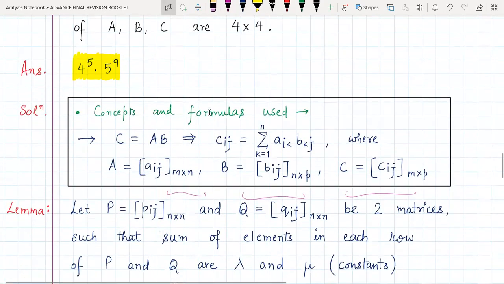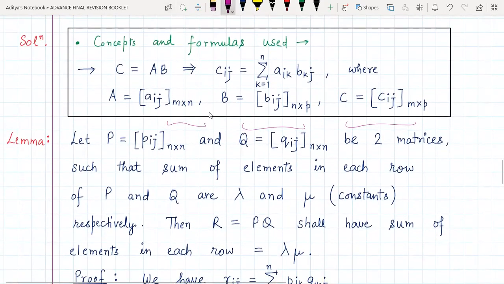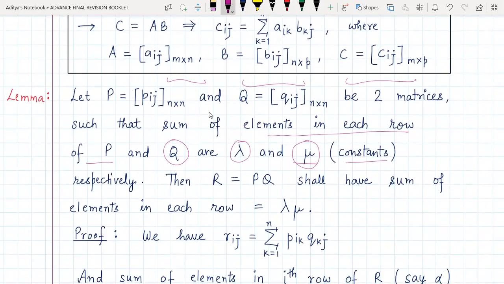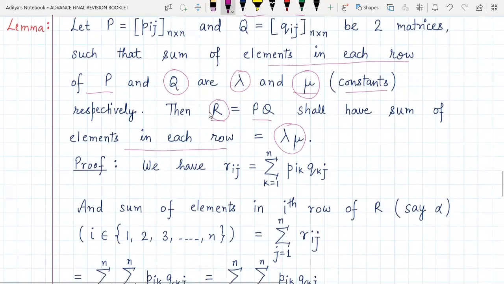Now we are going to develop a lemma using which we are going to solve the problem. So we are basically taking two square matrices, P and Q, of order n, and we have assumed that the sum of elements in each row of P is lambda and the sum of elements in each row of the matrix Q is mu. Both mu and lambda are assumed to be constants, right? Now, if we define the product matrix of these two, R is equal to P into Q, then R's sum of elements in each row will also be a constant, and that constant value would be equal to lambda into mu. Now let us see how to prove this.